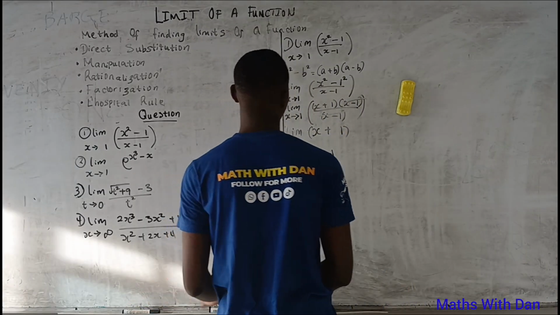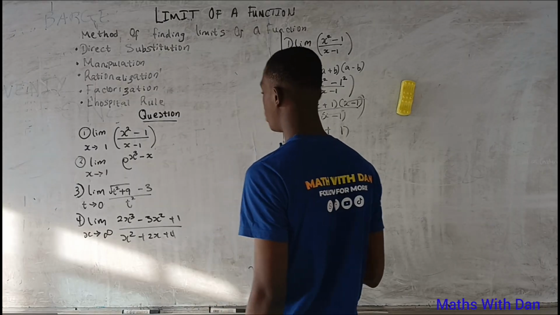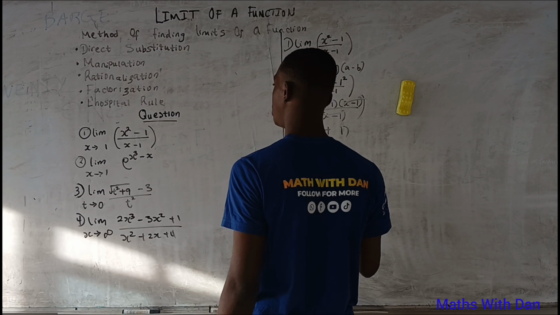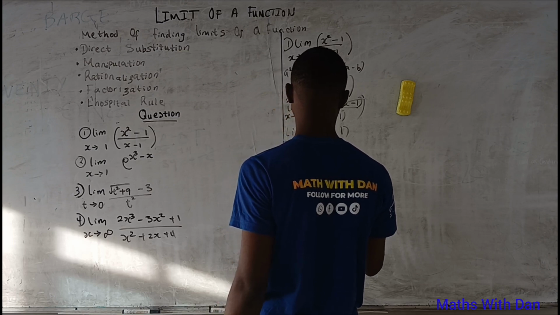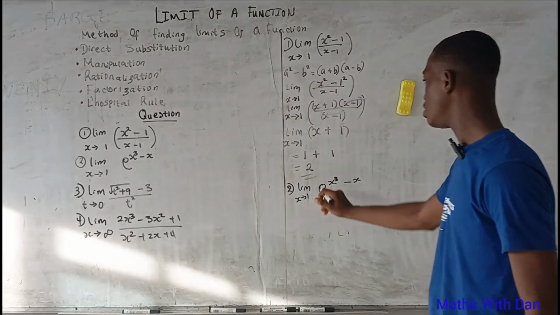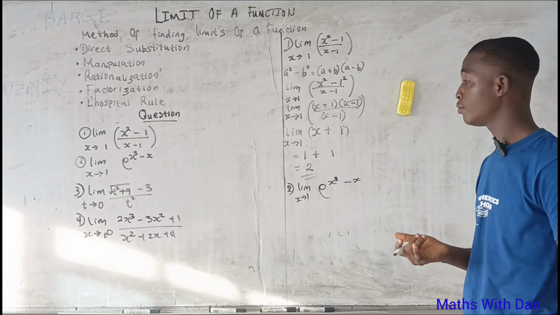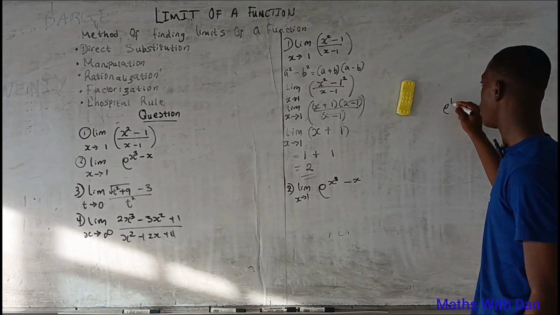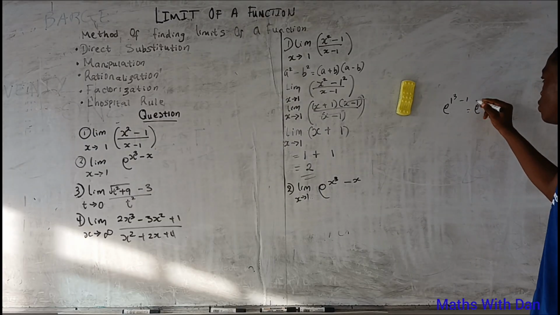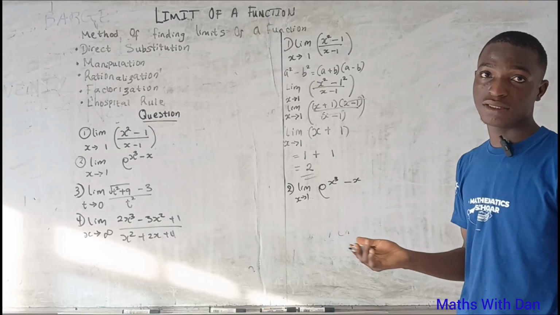So we also have another question, which is number 2. This is a simple question. You have limit of x approaching 1 of e raised to the power of x cubed minus x. Now, how do we do this? If you approach this, 1 cubed is 1, and 1 minus 1 is 0, and exponential 0 will give you 1. You can also use direct substitution for this, and you get the same thing.